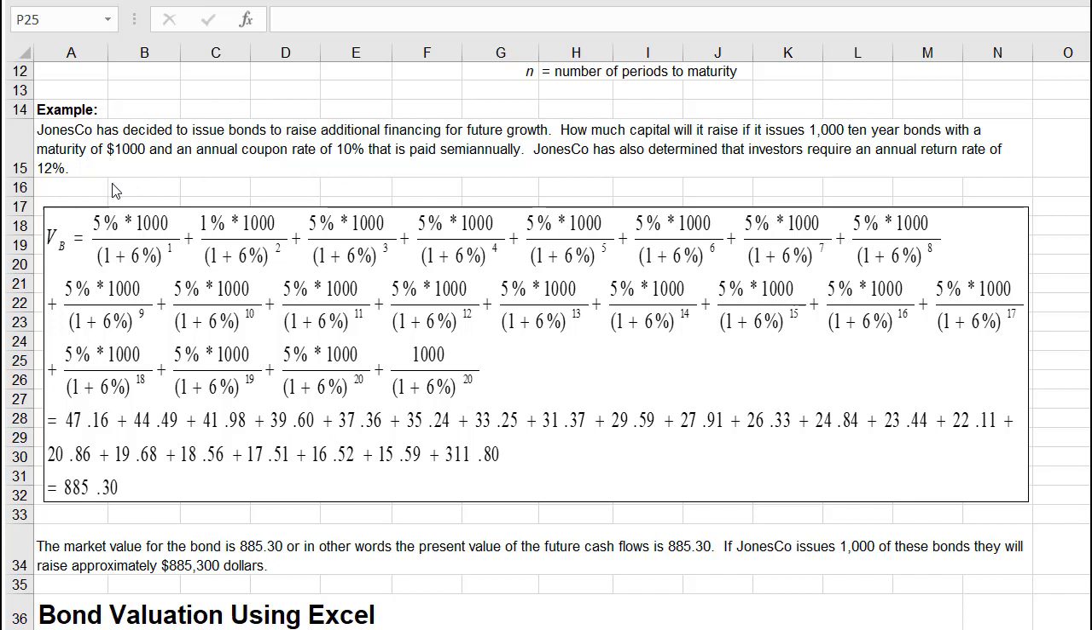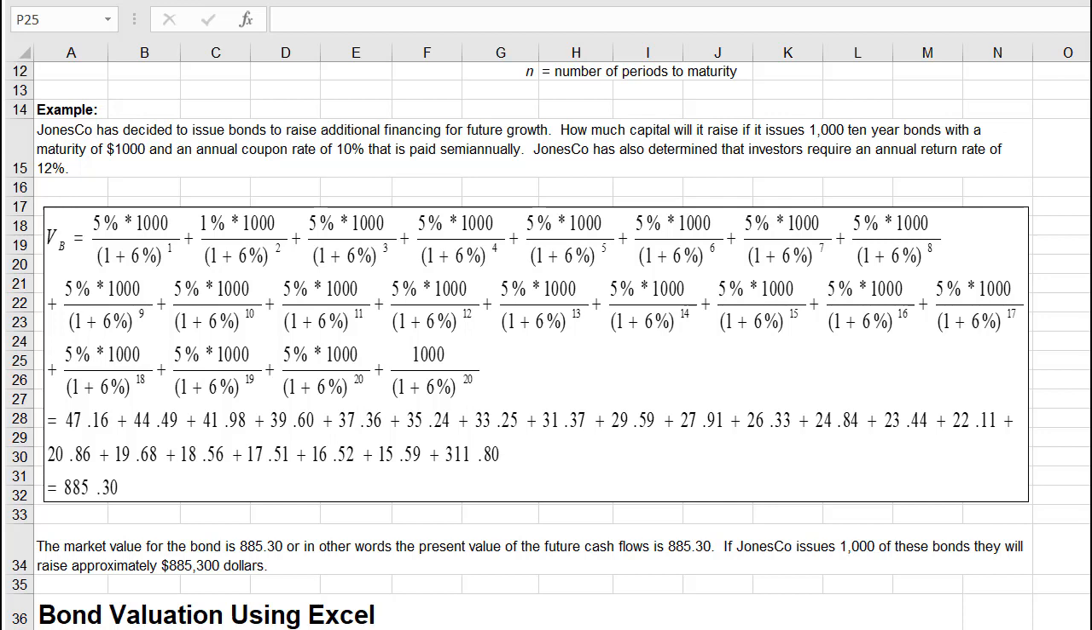So you can see the value of the bond is just the present value of the future cash flows. And this is why it's difficult to do it by hand, because for a 10-year bond that is paid semi-annually, you've got 20 coupons plus the face value being paid back at the end of the 20th period. So the interest rate, we're going to use the market interest rate to do the calculation. So in this case, 12% annually divided by 2 gives us 6%.